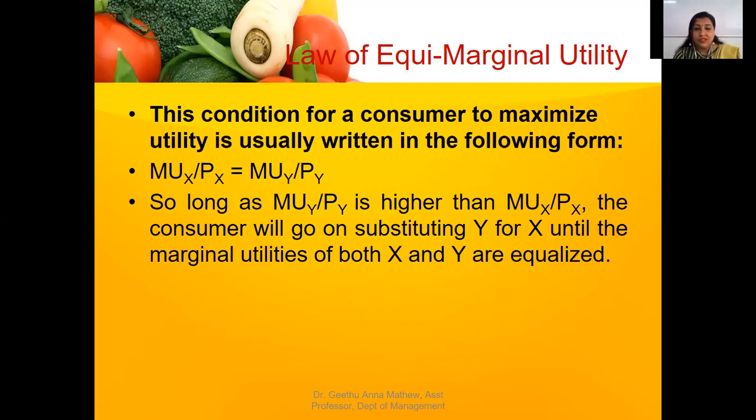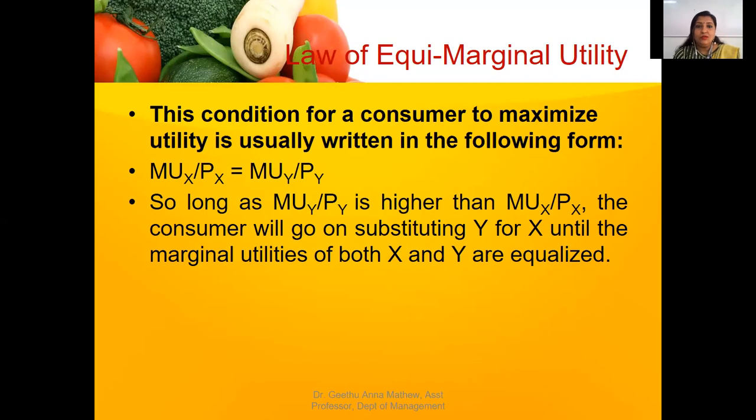The difference between the law of equimarginal utility and the law of diminishing marginal utility is that in the law of diminishing marginal utility, we discuss one particular commodity, whereas here we are dealing with more than one commodity. It can be two, three, or four. So a consumer will distribute his money income to purchase these commodities in such a way that the marginal utility of the last rupee spent on each commodity is equal. That is, MUX divided by PX should be equal to MUY divided by PY, taking X and Y as two commodities.